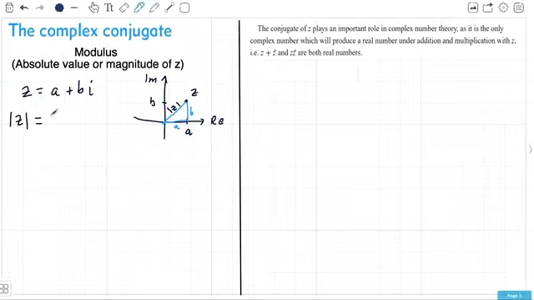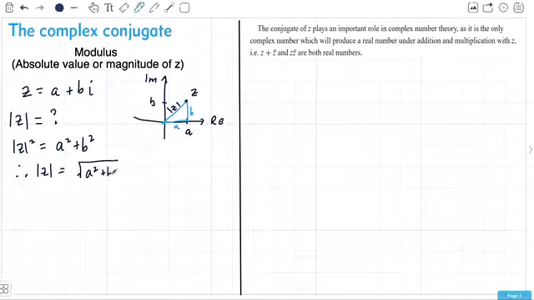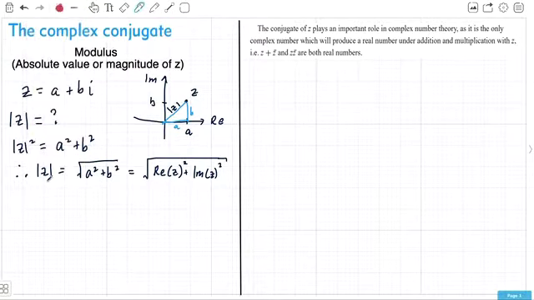Now we know from Pythagoras, if we were trying to find what modulus of z is, we know that the modulus of z squared would equal a squared plus b squared. So therefore, the modulus of z is going to be the square root of a squared plus b squared. You can write this as well as the square root of the real part of z, squared, plus the imaginary part of z squared, and all of that taken as a square root. Okay, so that's our formula for the modulus of z, or the distance of z from the origin. That's a really important formula for us to know.